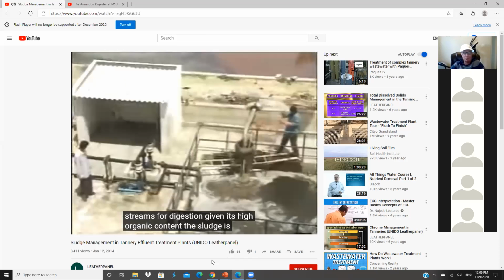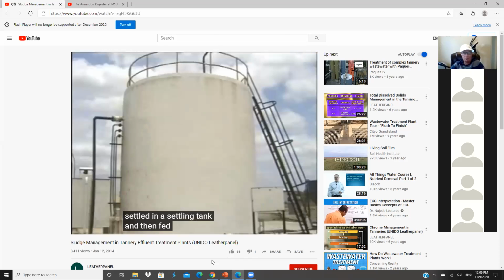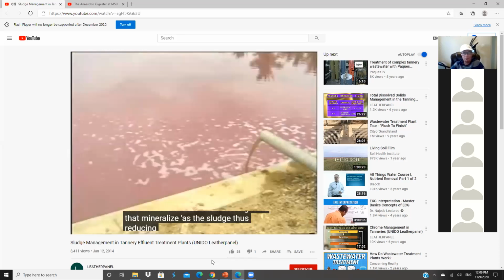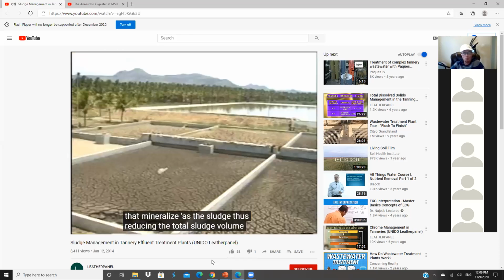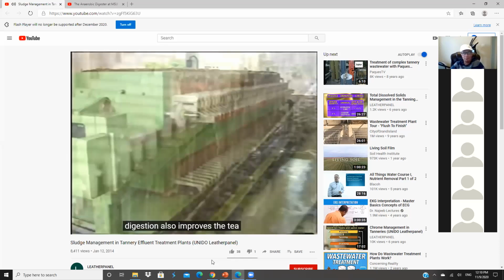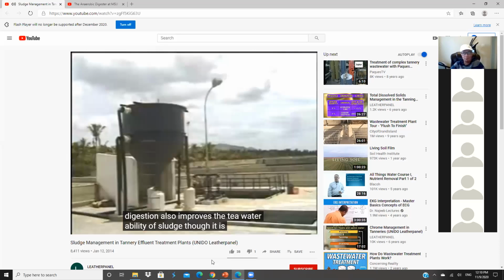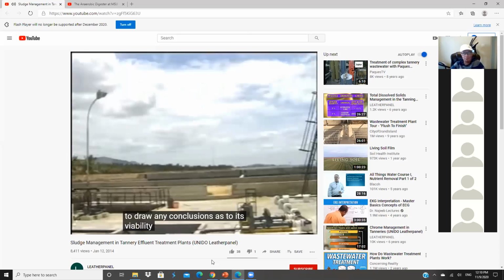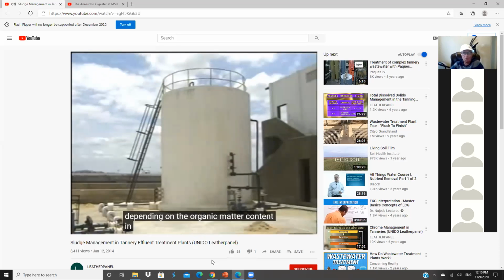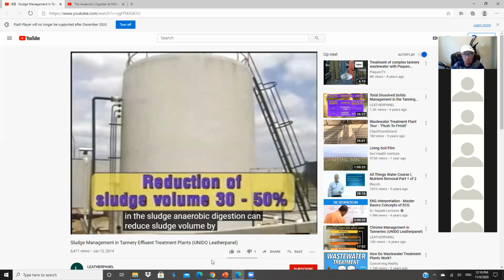The sludge is first settled in a settling tank and then fed into an anaerobic digester that mineralizes the sludge, thus reducing the total sludge volume. Digestion also improves the dewaterability of sludge. Though it is too early to draw any conclusions as to its viability, results to date indicate that, depending on the organic matter content in the sludge, anaerobic digestion can reduce sludge volume by 30 to 50%.